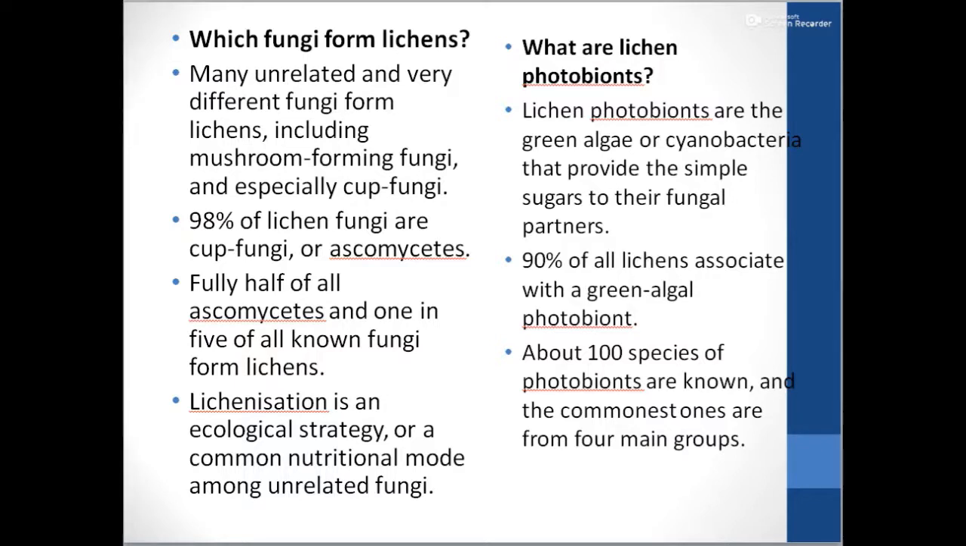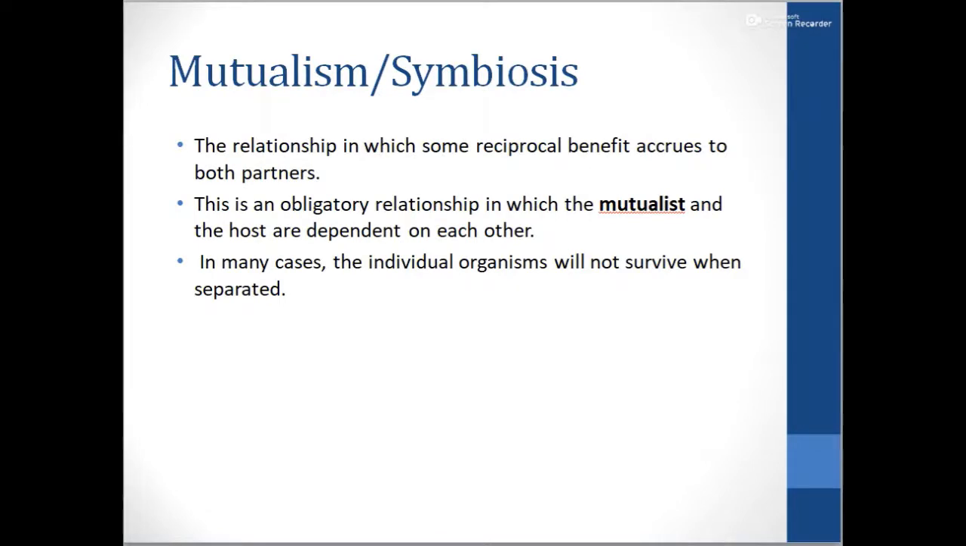Now, what are the photobionts, the photosynthetic elements, in these lichens? It can be either green algae or cyanobacteria. In most cases, in 90% of all lichens, a green alga is the photosynthetic partner, and in the remaining lichens cyanobacteria can be found. So this is a case of a symbiotic or mutualistic relationship in which both partners are equally benefited and they cannot survive when separated from each other.